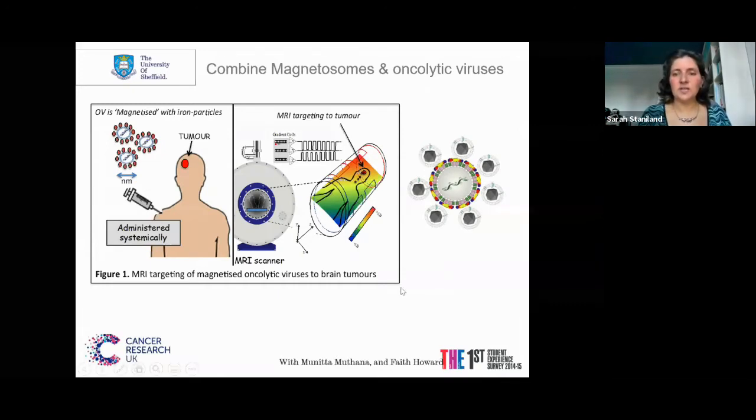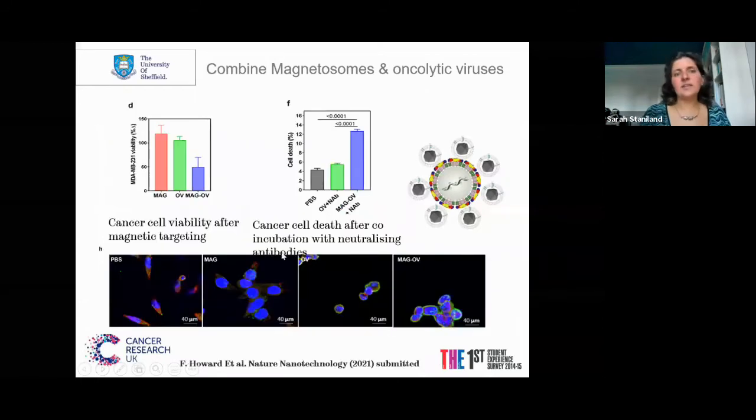But we can improve these by decorating them with magnetosomes, so we can actually magnetically target them as well. And some recent work which Faith has just submitted to Nanotechnology the other week shows that basically this idea is a success story. So we see that with this cell line, these cancer cells, when we have just the magnetic particles, with magnetic targeting, nothing much happens. You'd expect that because there isn't the virus present. When the virus is present, it doesn't necessarily go to the cancer cells because it has to be pretty near to be able to target them.